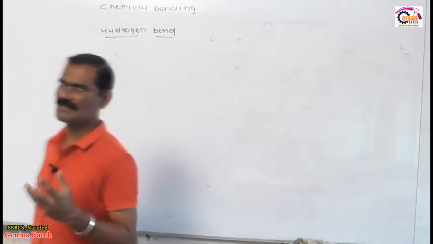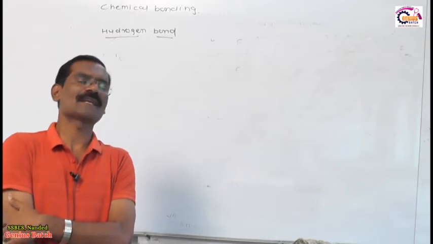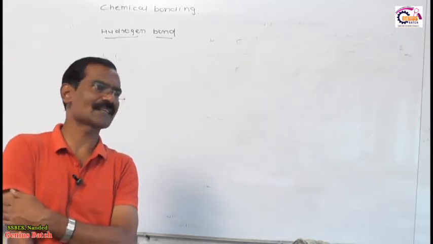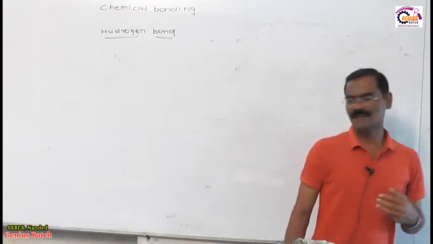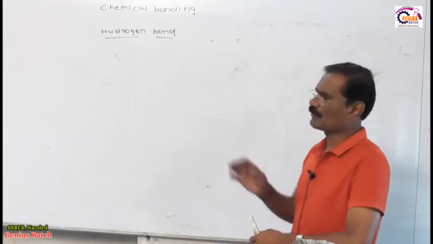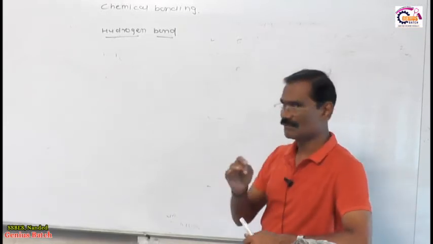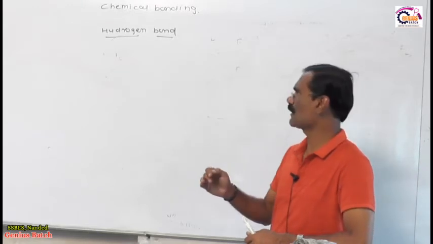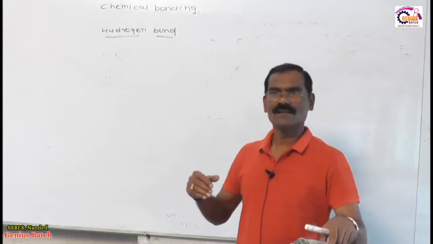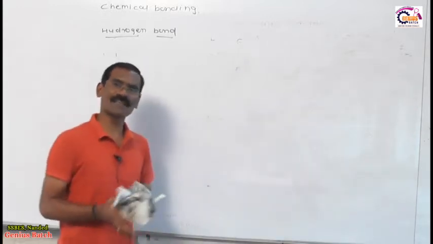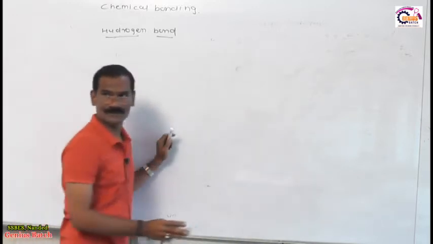This is not a strong bond, you know. In the beginning of this topic, we started that chemical bonds are of two types: one is the strong bond, the other is the weak bond. In strong bonds we have 4: ionic bond, covalent bond, metallic bond and coordinate bond. And in weak bonds we have 2: the hydrogen bond and van der Waals forces. Now what is the meaning of hydrogen bond? I will explain first, and then we will discuss the detailed concept.